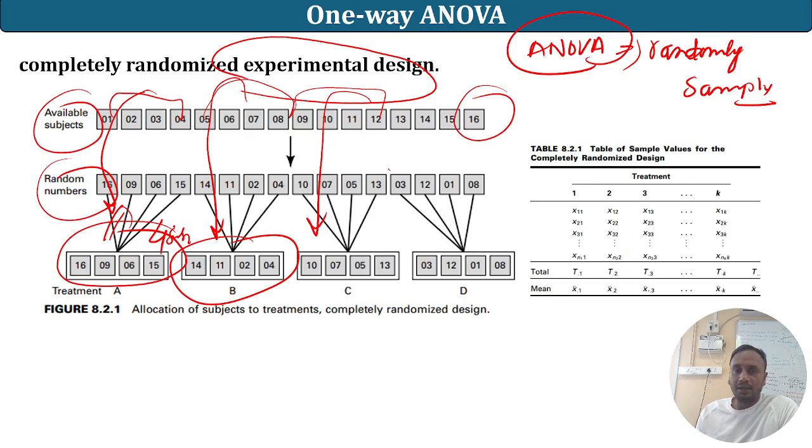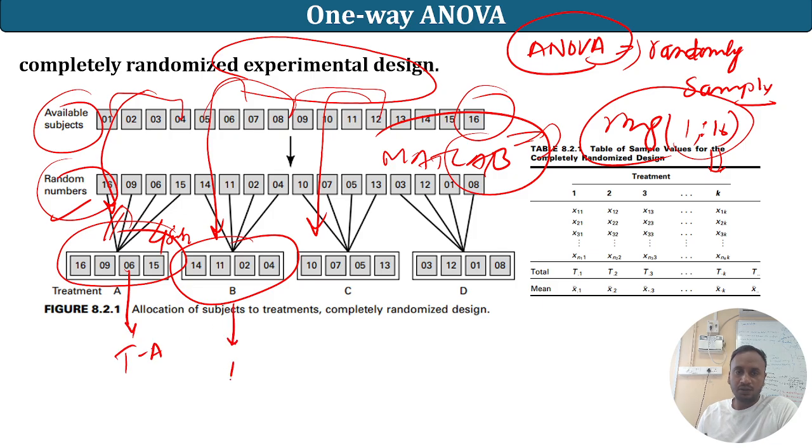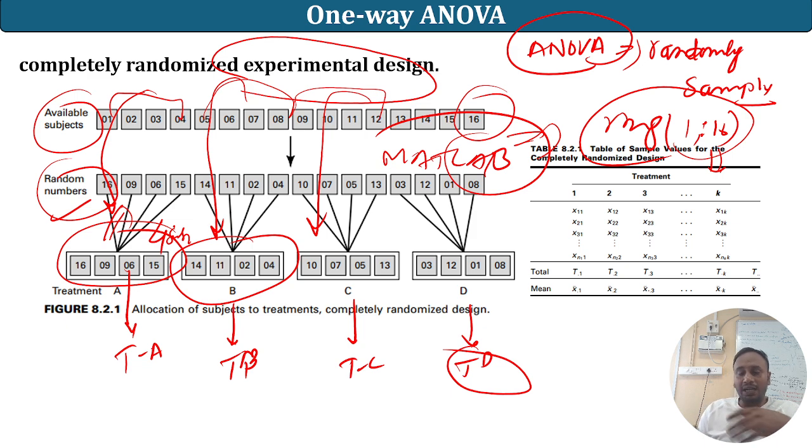In MATLAB, we can use randperm, and we have numbers from 1 to 16, and we select four samples for each group. So we can do it. That is going to select a random number, and then we will categorize based upon what came out. So now it's group one, treatment A, treatment B, treatment C, treatment D. Okay, so now we have four groups.